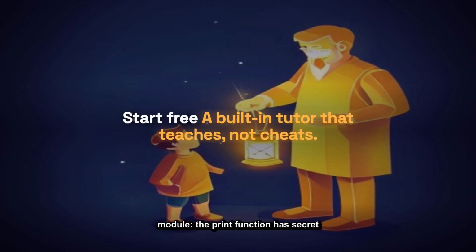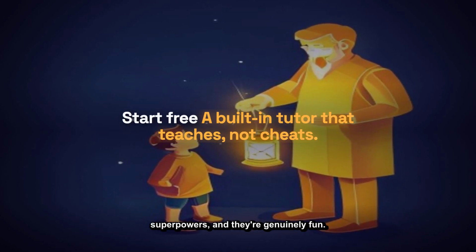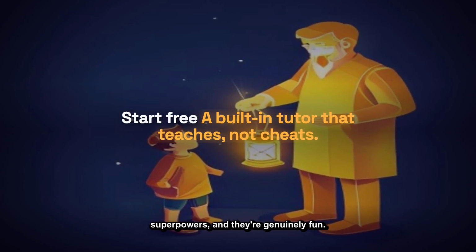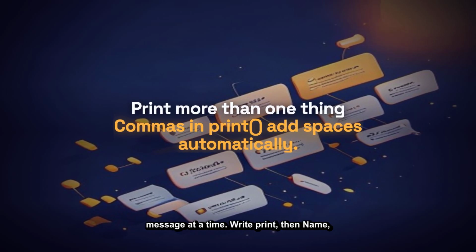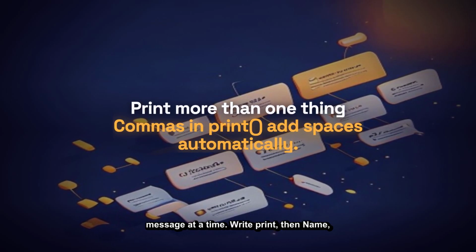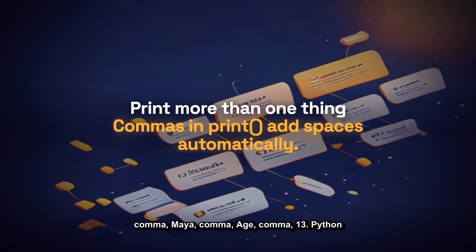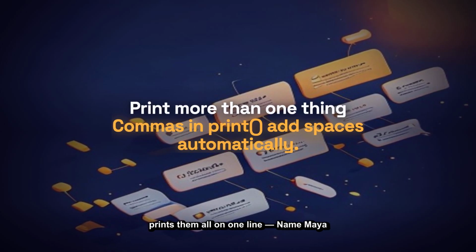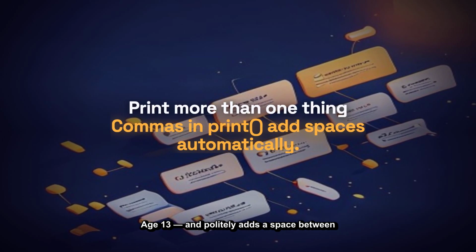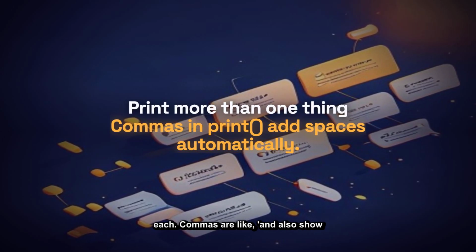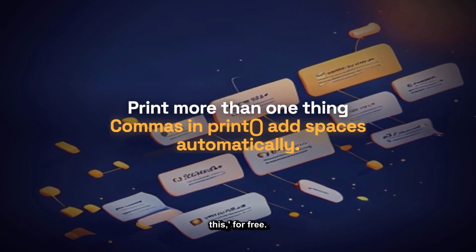Next module, the print function has secret superpowers, and they're genuinely fun. Stay with me. The print function does more than one message at a time. Write print, then name, comma, Maya, comma, age, comma, 13. Python prints them all on one line, name Maya age 13, and politely adds a space between each. Commas are like, and also show this, for free.